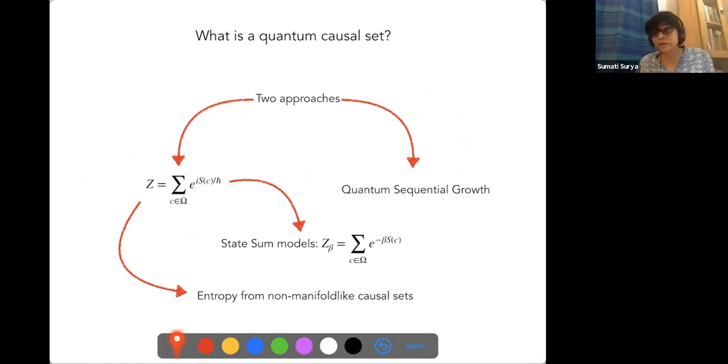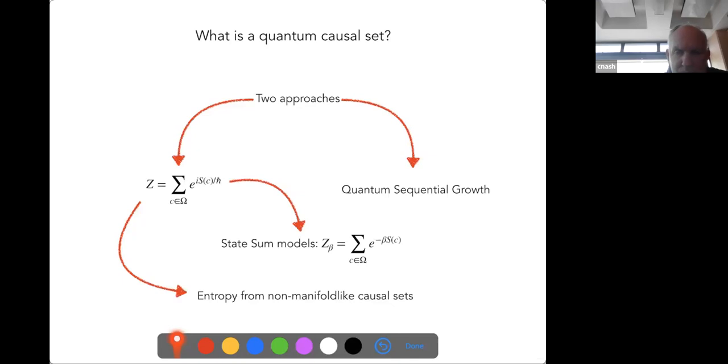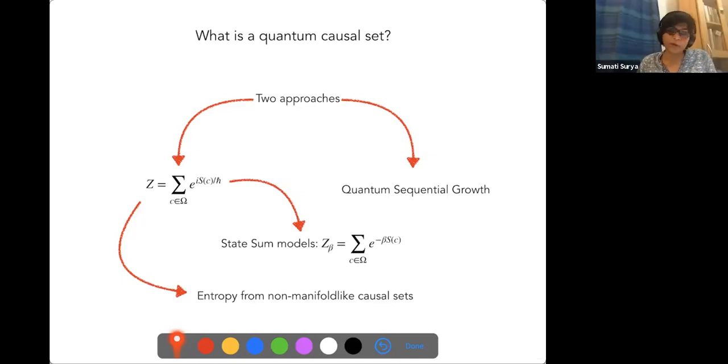One is considered, we think of as a more fundamental, bottom-up approach, which is the quantum sequential growth paradigm. And so the idea is to look for a quantum sequential growth. And the other is something that might be more familiar to most people, which is that you take a partition function, you try to construct basically the path integral, but here, of course, you're summing over causal sets. And even here, there are 2 ways of thinking about it.